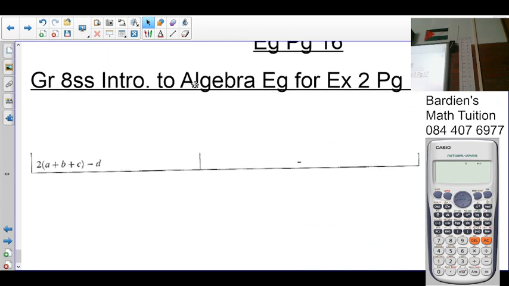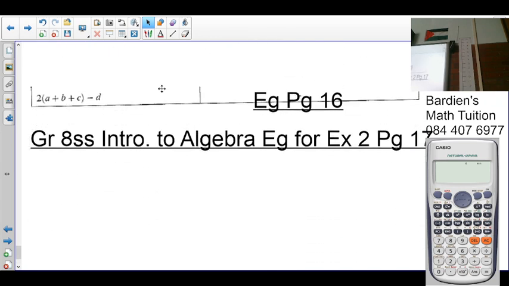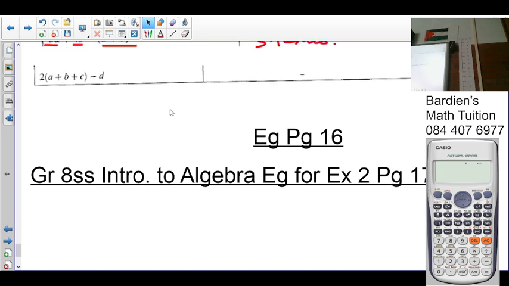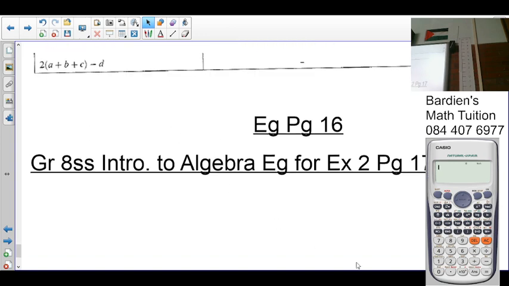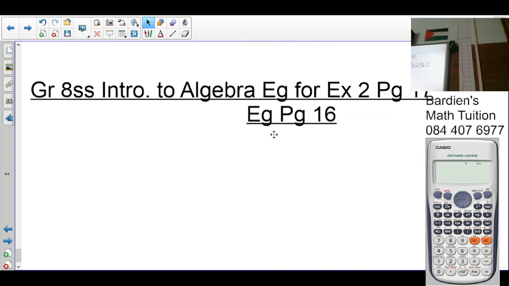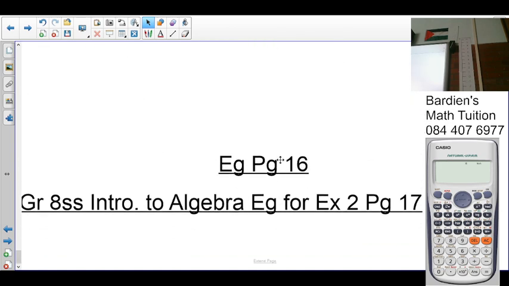Right. Let's carry on with our lives. The last one of this time. You've got 2 into a plus b plus c in brackets minus d. Who says 2 terms with that way? Okay, now you understand. Nice. So there are 2 terms. Okay. Right, let's carry on. And 2 terms is also known as a binomial. Okay.